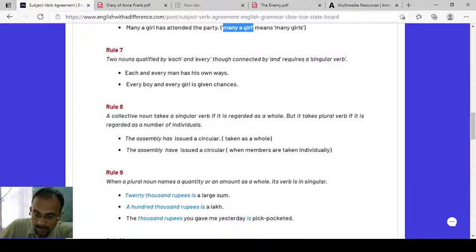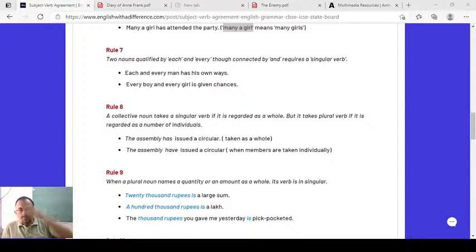What is rule number 7? Before we proceed to the next rule, I would like to ask if you have any doubt from what I have just taught you. Rule number 6, do you have any doubt? If you have any doubt from rule number 6, you can ask me. Otherwise, I'll proceed on to rule number 7.